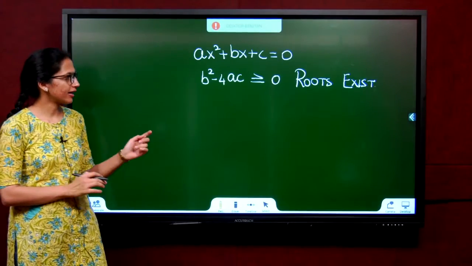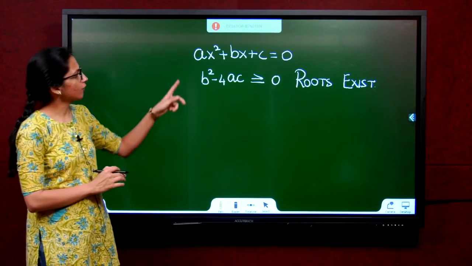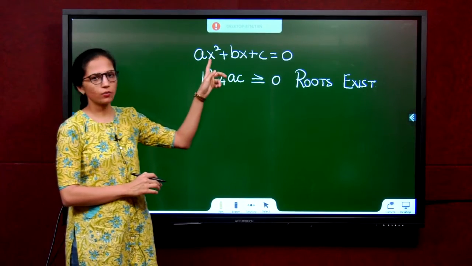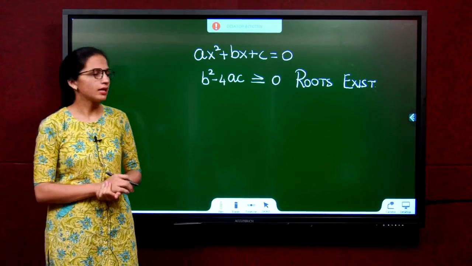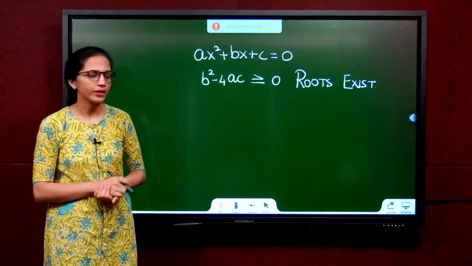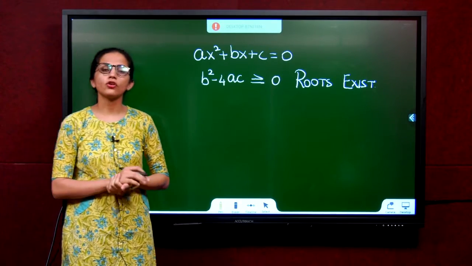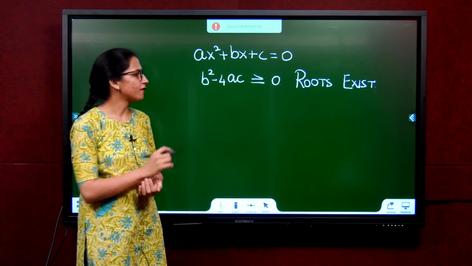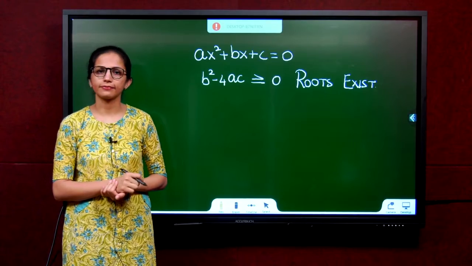This is just a recap of what we have already learned about the nature of the roots. If you have a quadratic equation ax² + bx + c = 0, then b² − 4ac is called the discriminant. If b² − 4ac is greater than or equal to 0, roots exist. If it is less than 0, roots do not exist.